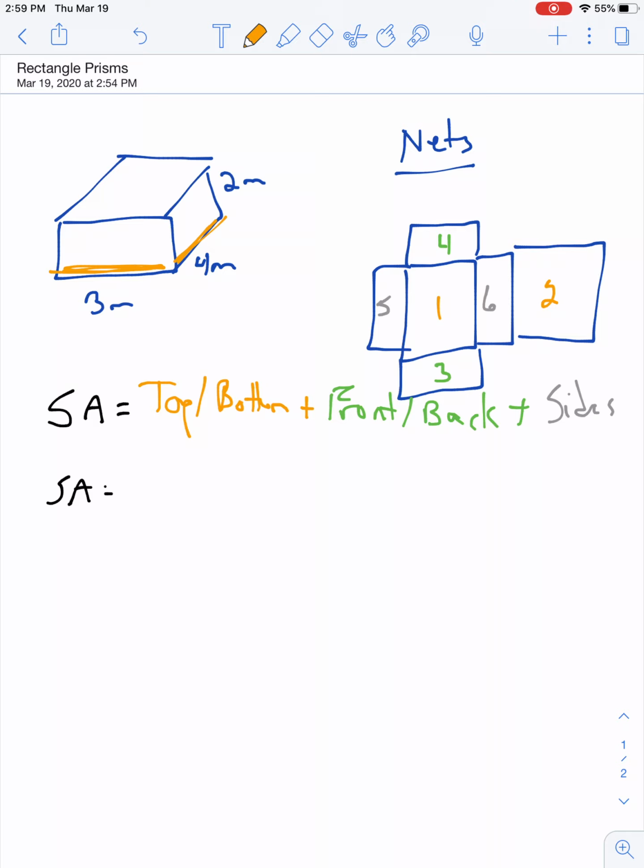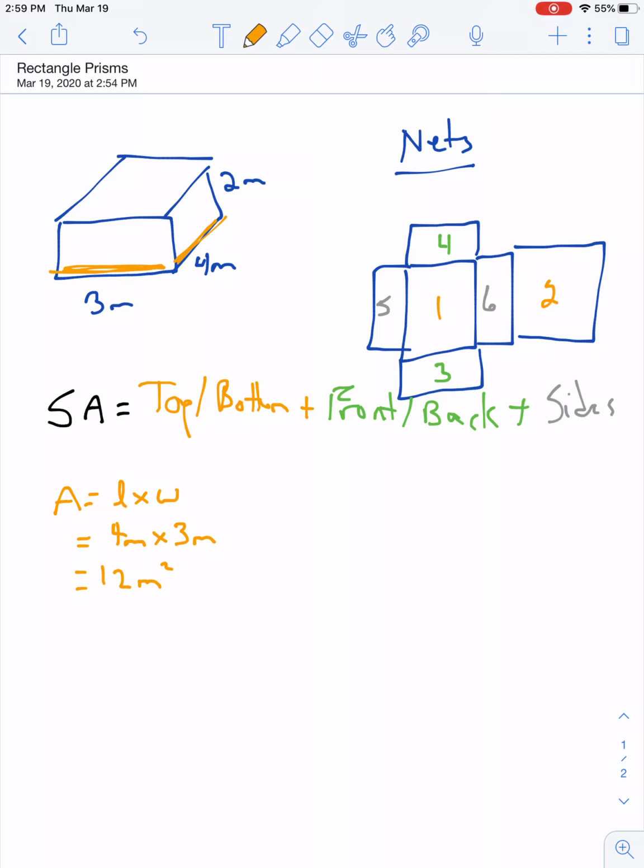We know the area for a rectangle for the top and bottom is essentially length times width. And the length is going to be, let's say, 4 meters. And the width is going to be my 3 meters. So all I'm doing is multiplying those. I get 12 meters squared.